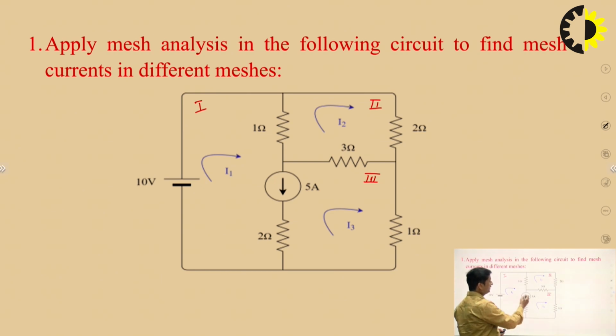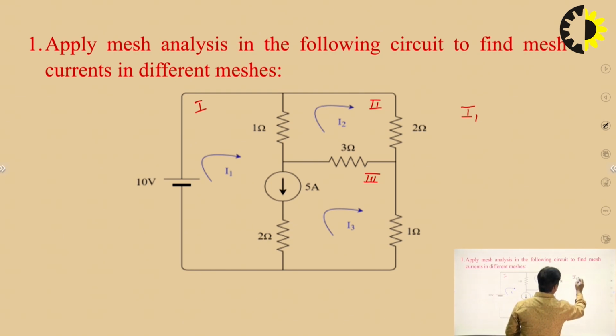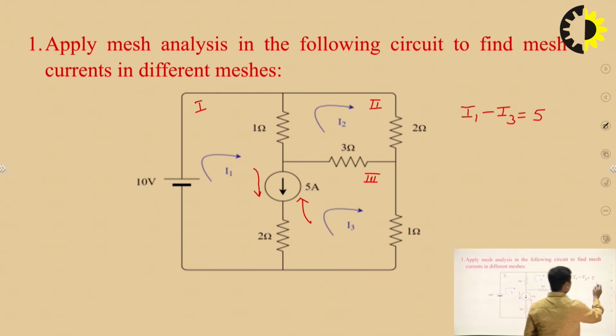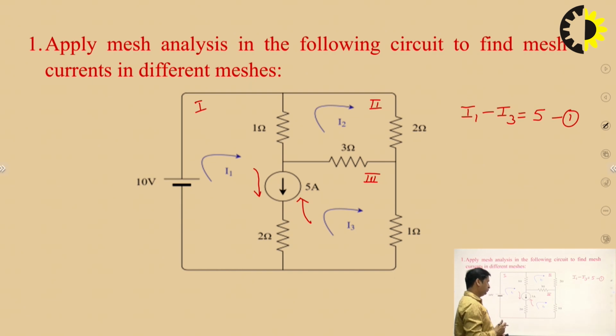With this current source, we can see that I1 minus I3 is equal to 5 ampere. From this current source, which is shared between meshes 1 and 3, I1 is going in this direction and I3 is going in that direction. So I1 minus I3 is equal to 5. This is our first equation, equation 1.